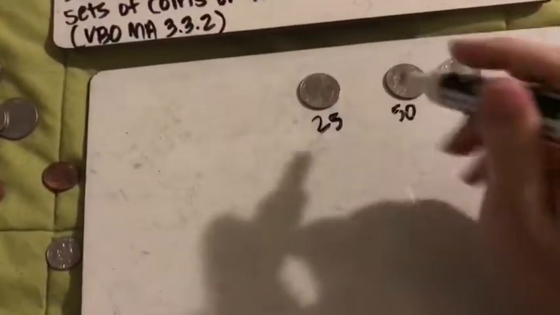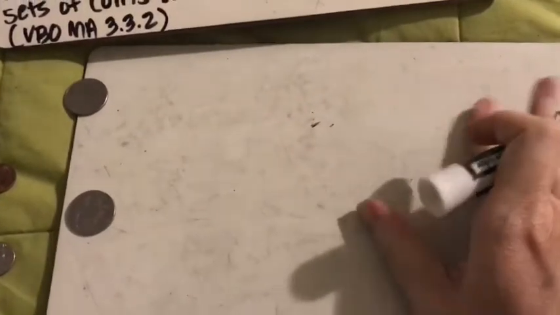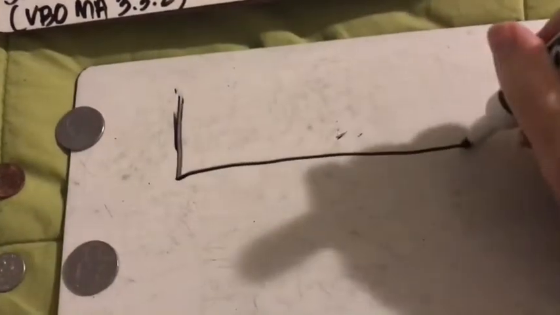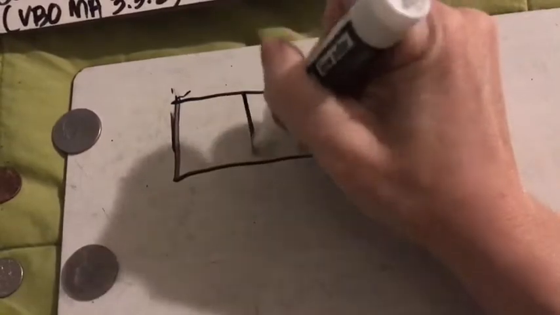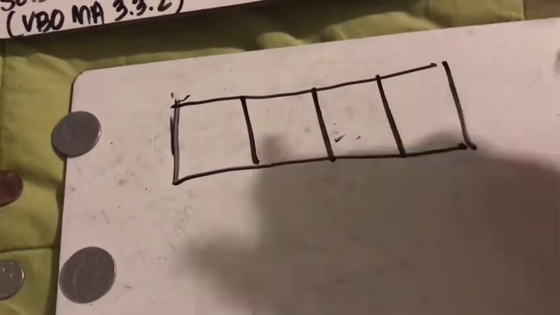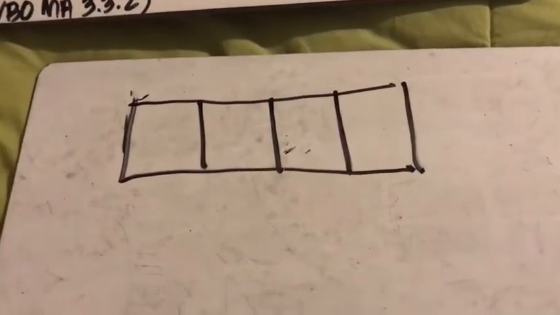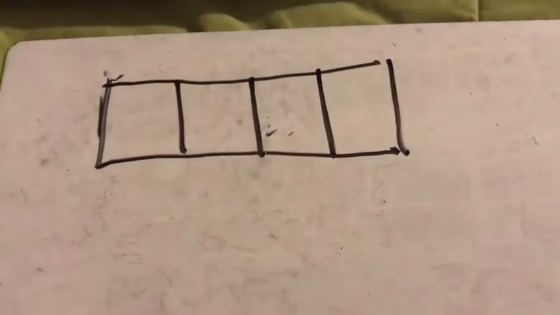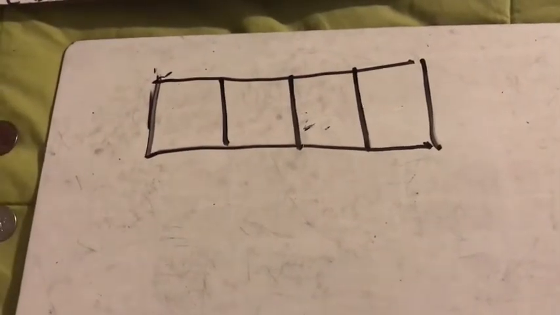So I teach them to represent that like this. I just make a dollar frame as a rectangle, and I have them make 4 spaces to represent that 4 quarters make $1. All right, let me get some sets of coins going here so I can show you what this might look like in the classroom.